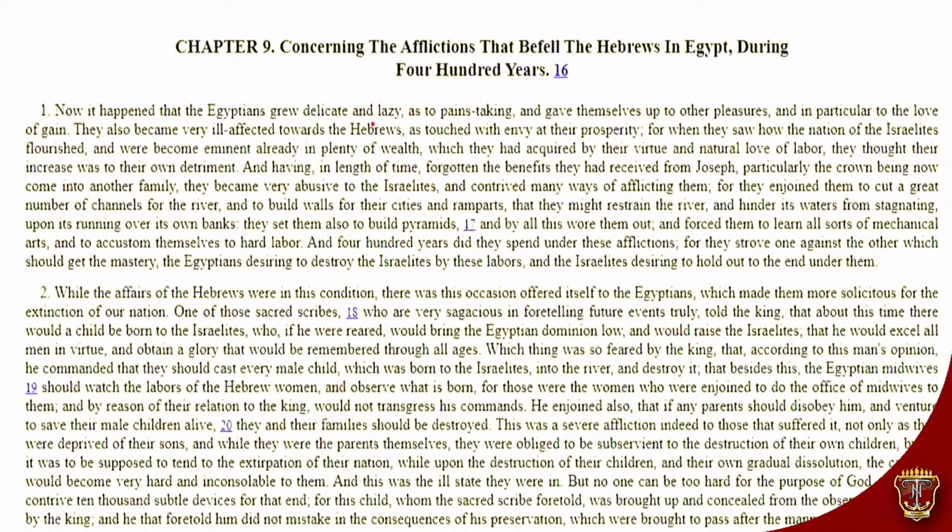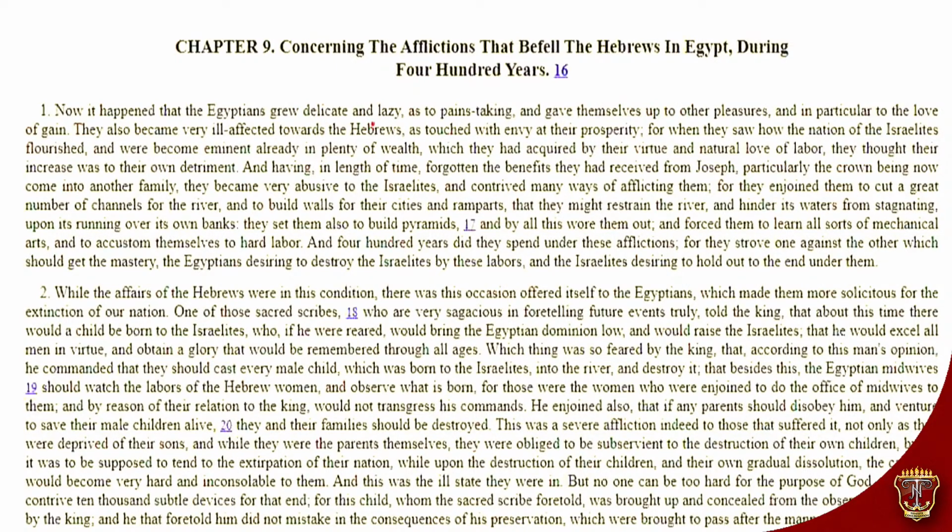Which thing was so feared by the king that according to this man's opinion, he commanded that they should cast every male child which is born to the Israelites into the river and destroy it. So it said that he was so worried about it, like, man, he's going to ruin our kingdom. Nah, you know what? Just to alleviate the situation, it is what it is. We're just going to kill all the boys that's born, we're going to kill them all. Just throw them in the river, right?